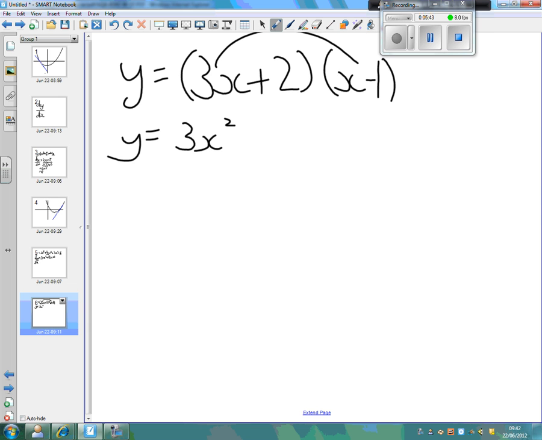In FOIL, O is next, which is outer. So we do the two outer numbers. 3x times minus 1 is minus 3x. Then in FOIL we do inner, so we do the inner 2. 2 times x is 2x, so we do plus 2x. And then we do the last ones. So that would be this one times that one, and 2 times minus 1 is minus 2.